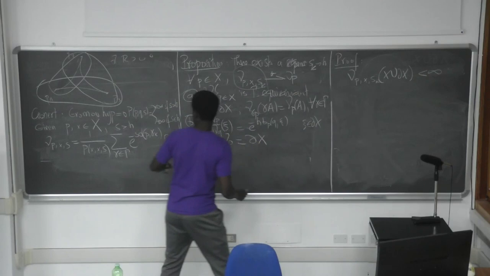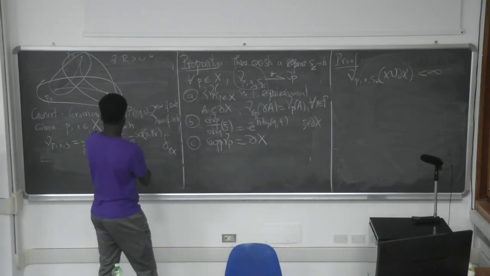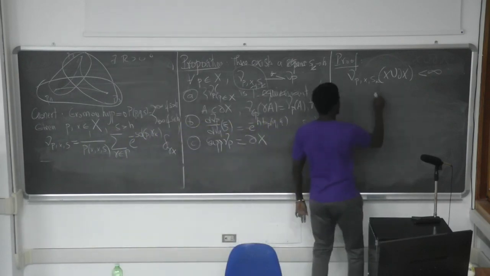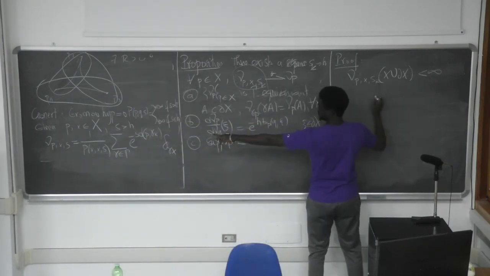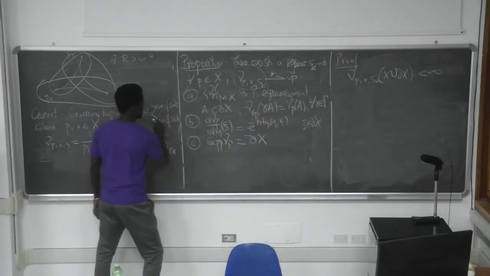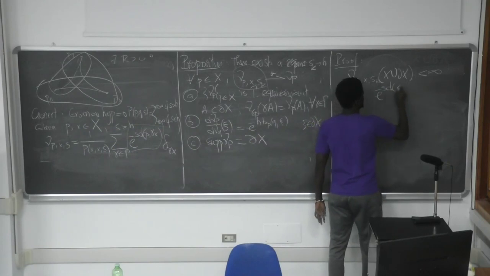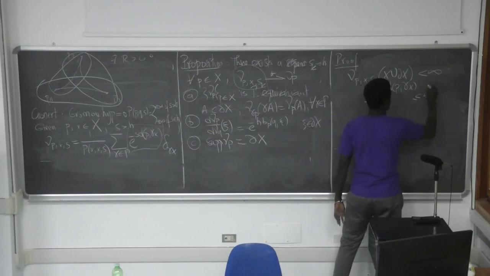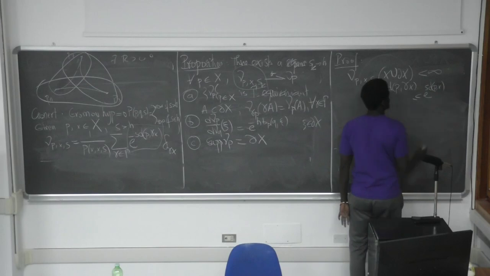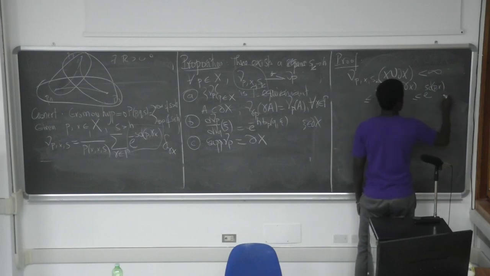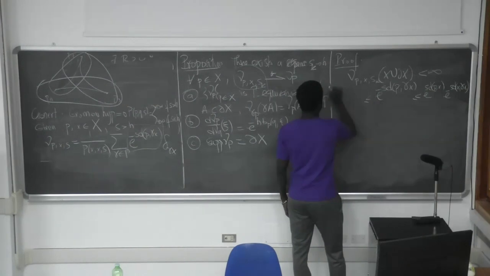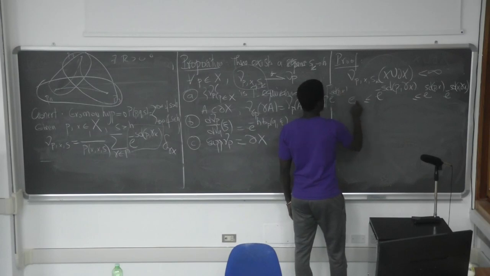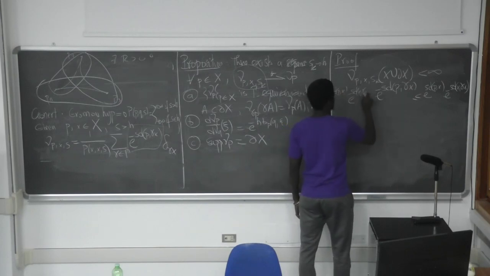Why? Because if you look at the definition of this measure, you just use a kind of triangle inequality here: exponential of minus S times the distance between x and gamma p, that is, between x and gamma x, is less than exponential of S times the distance between p and x, times exponential of minus S times the distance between x and gamma x. And here also you have similar bounds, by the triangle inequality.